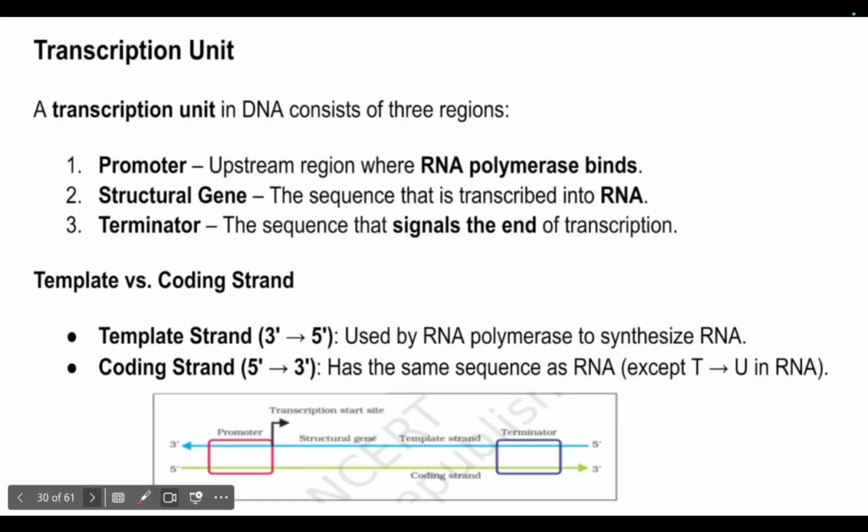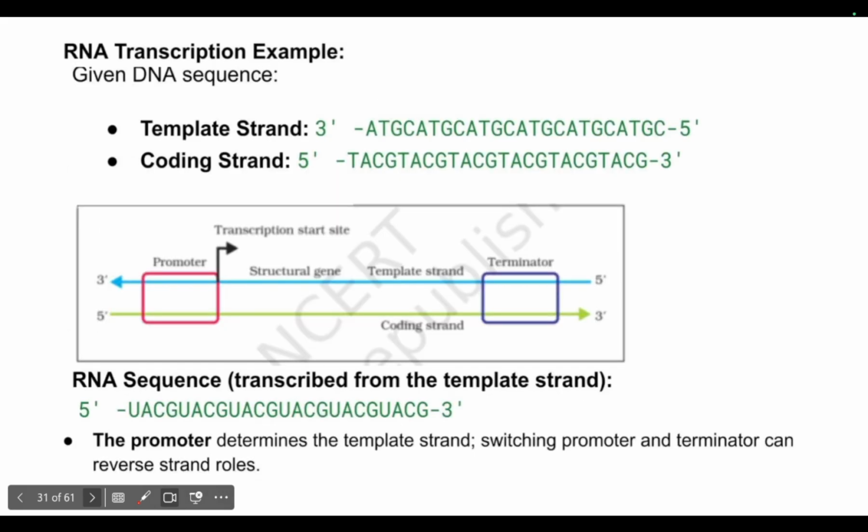Transcription takes place in small units called the transcriptional unit, which has mainly three parts: promoter, structural gene, and terminator. The promoter, as you can see here, is the region where the RNA polymerase will come and bind. Whereas the structural gene is the place where the sequence is transcribed into RNA, whereas the terminator will signal the end of the transcription. The transcriptional unit has two strands, the template strand and the coding strand.